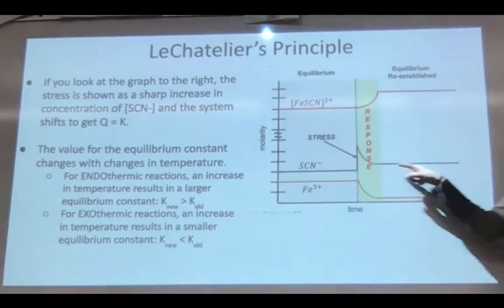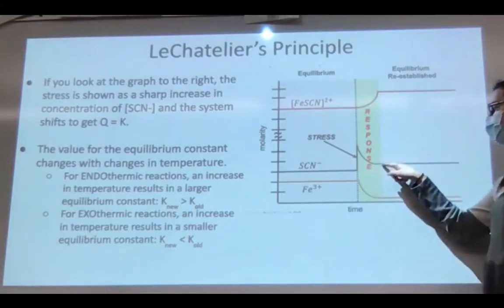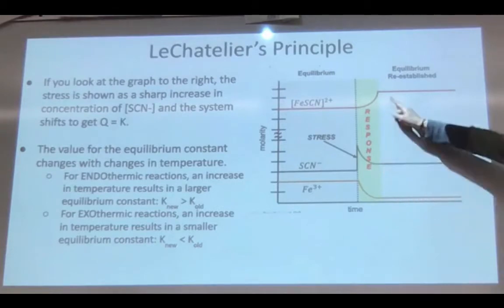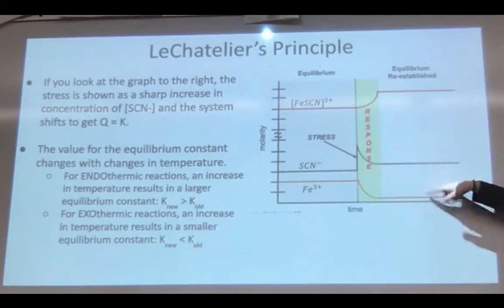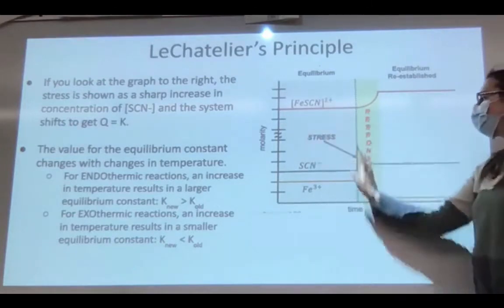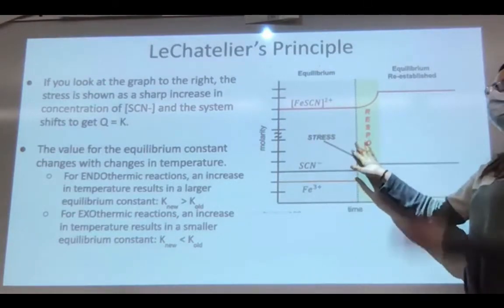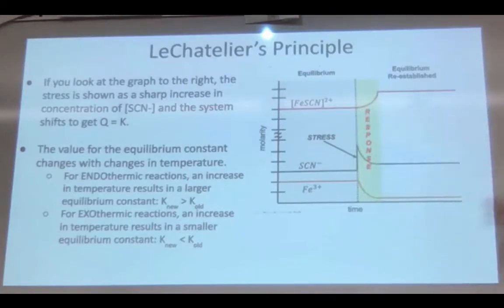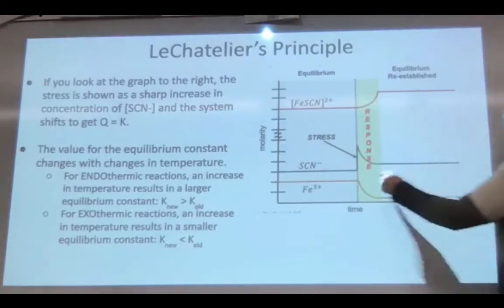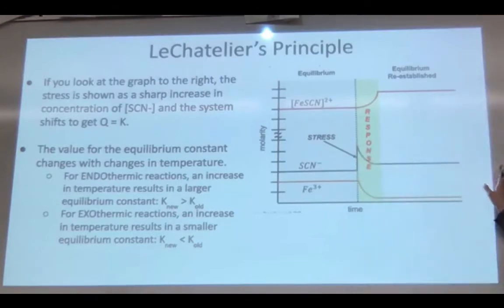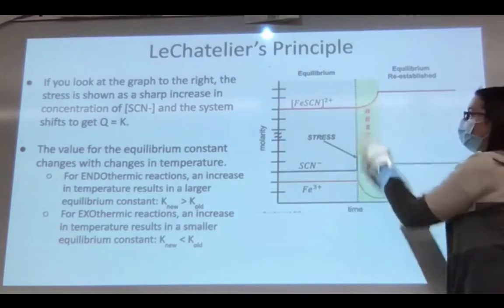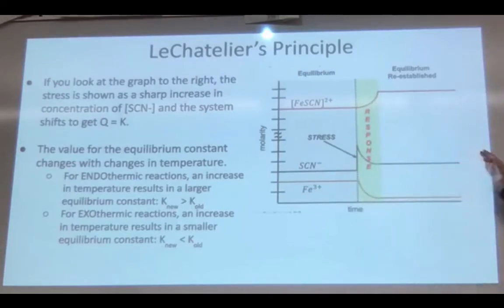And if you notice, we didn't completely undo it because we had a little bit more SCN minus than we did initially, but notice it gets back to equilibrium. So it was at equilibrium, we made a stress to it, we made some change, the reaction responded and got back to equilibrium. So this stress is where you're changing Q. You're changing Q, and the reaction is going to respond in a way that gets Q back equal to K.